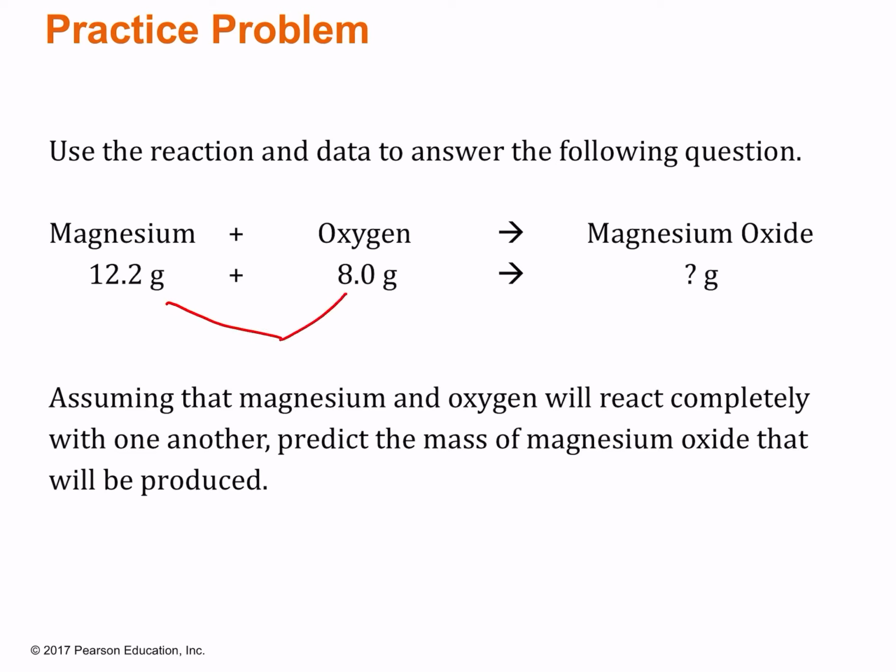If we add these together, we're going to get 20.2 grams, right? That is our total mass of the reactants. And since matter can't be created or destroyed during the reaction, if we have 20.2 grams of reactants, then we must have 20.2 grams of products because the mass before the reaction must equal the mass after the reaction.